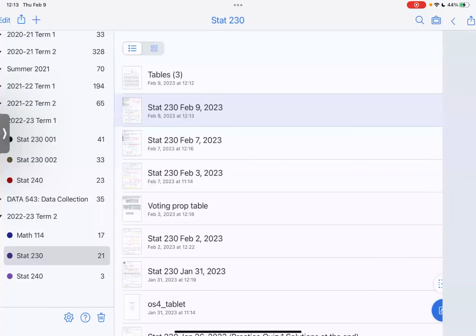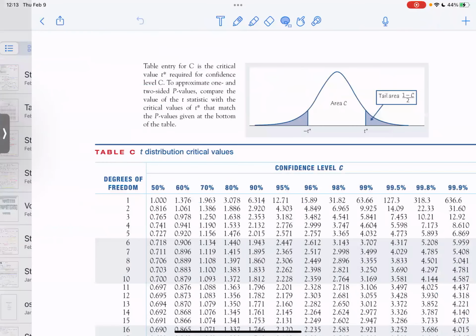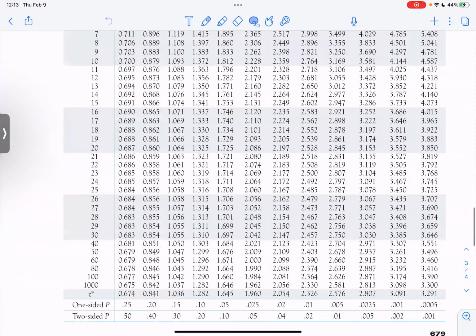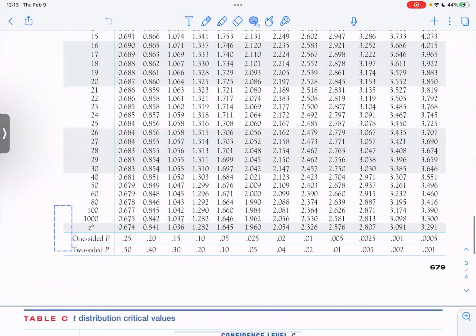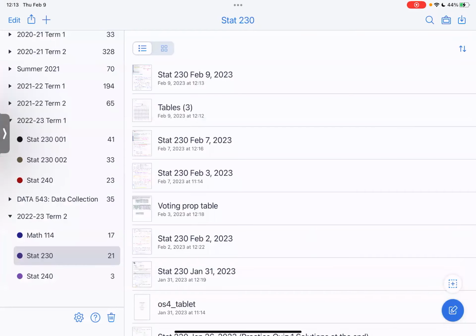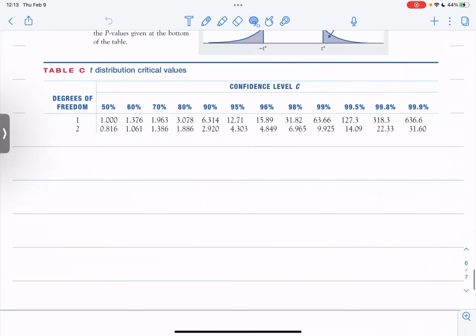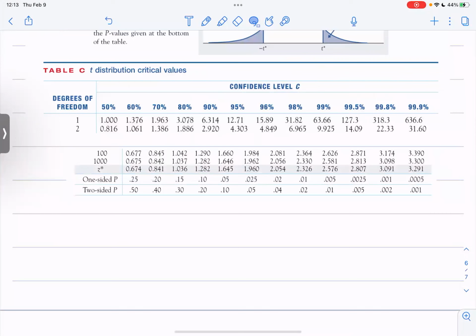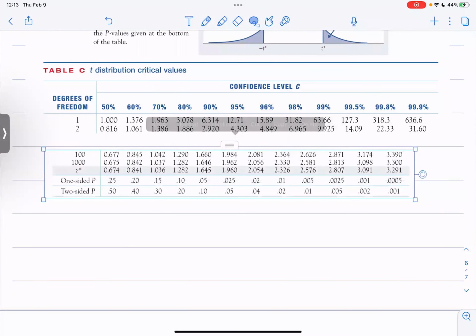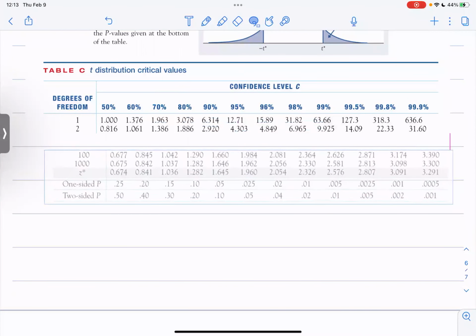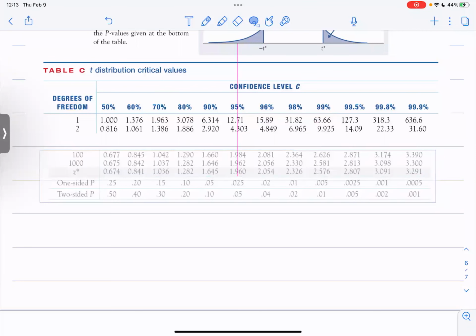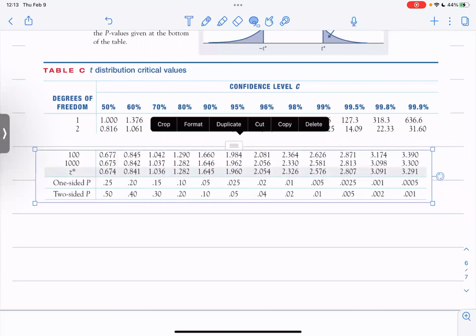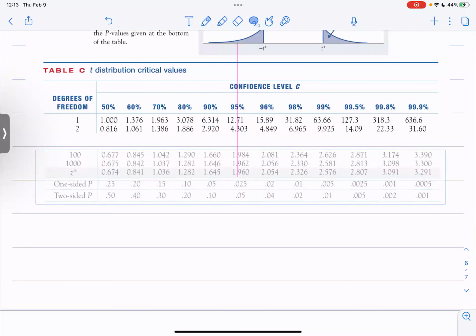And the bottom 2 rows. In chapter 6, I think it is, we're gonna start working with t's. That's when we'll start using the rest of the body here. I want it to line up there.